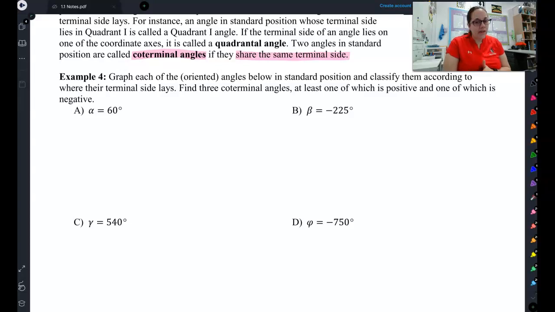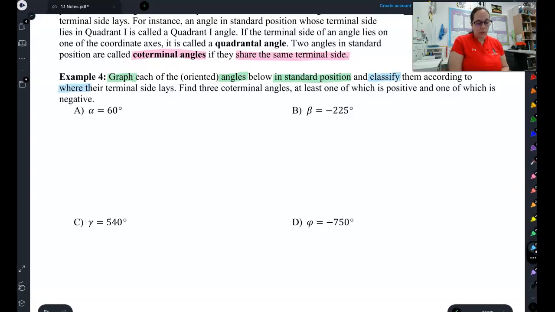Let's take everything we've learned about graphing angles thus far and put it all together in these example problems. So in example 4, we need to do a couple different things. First off, we need to graph the angle in standard position. Second, we're going to classify the angle according to where the terminal side lays. So basically that means what quadrant is the angle in.